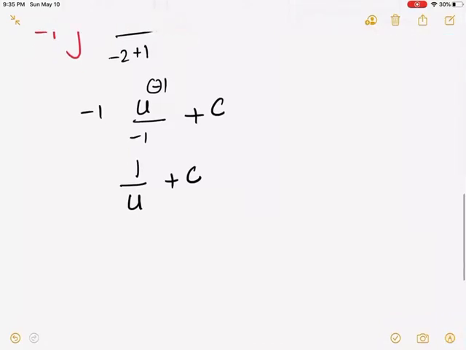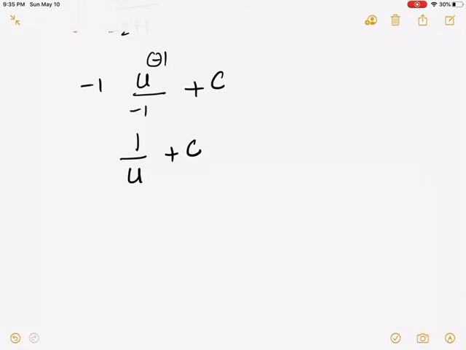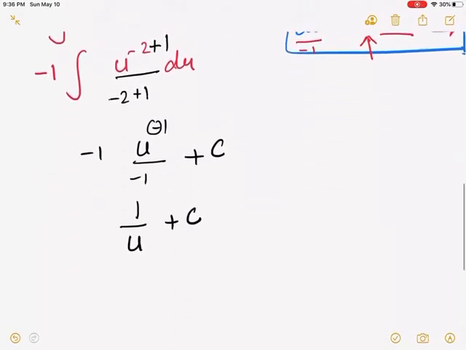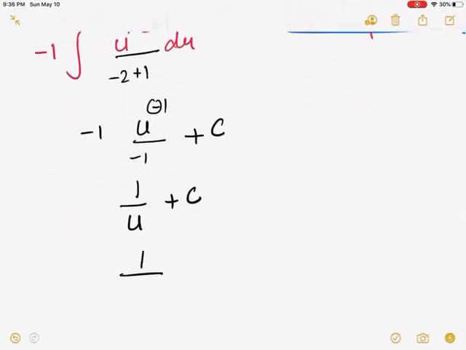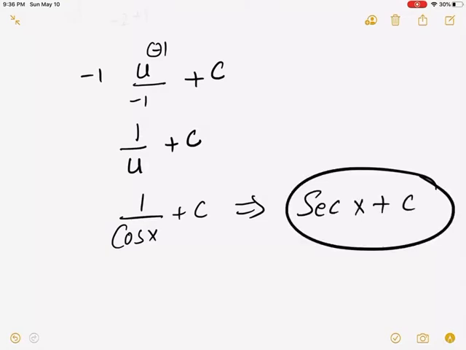Now the last step: you just have to substitute the function back here. Oh my bad, you need to replace u with the function. So what is u equal to? u is equal to cosine x, so I would say 1 over cosine x plus c. You can simplify more because I know 1 over cosine is equal to secant. You can even rewrite it as this function. All right, so that's my first example.